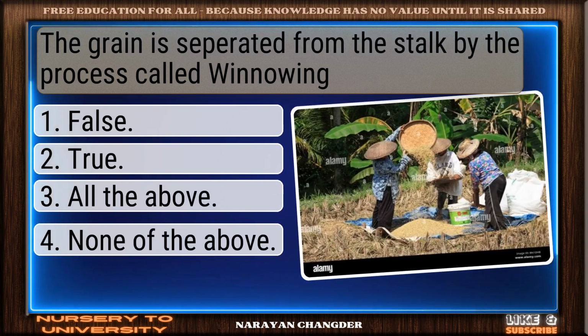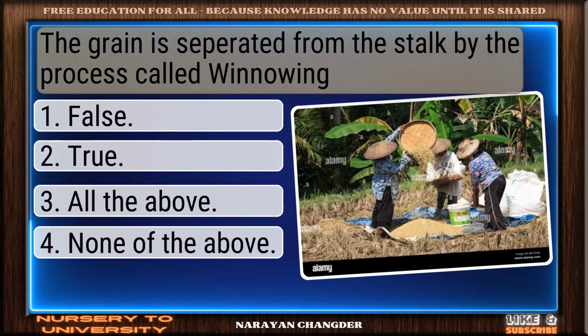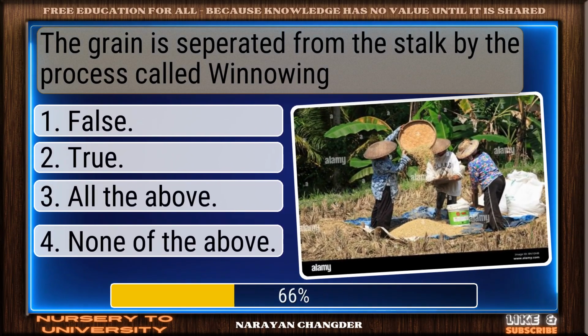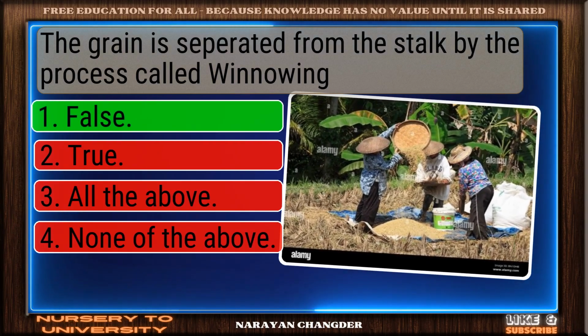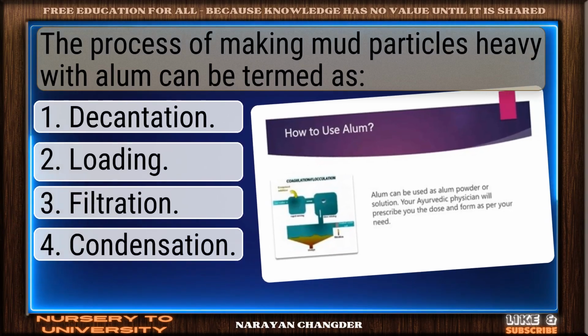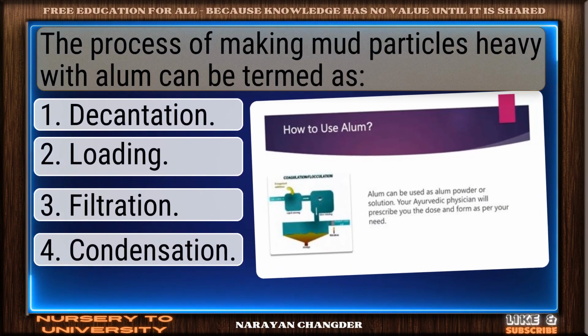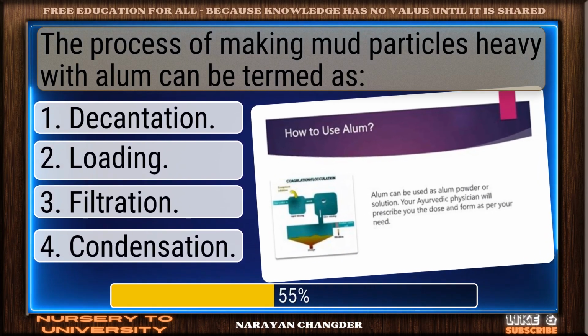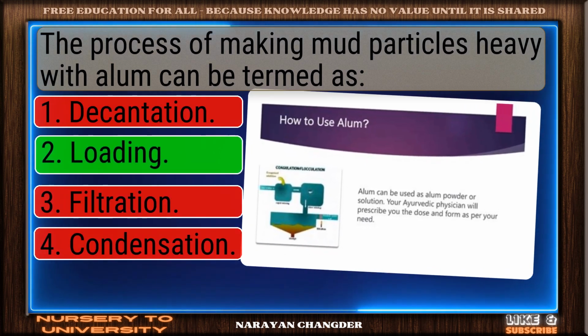The grain is separated from the stalk by the process called winnowing. On track. False is the correct answer. The process of making mud particles heavy with alum can be termed as... Bravo. Loading is the answer.